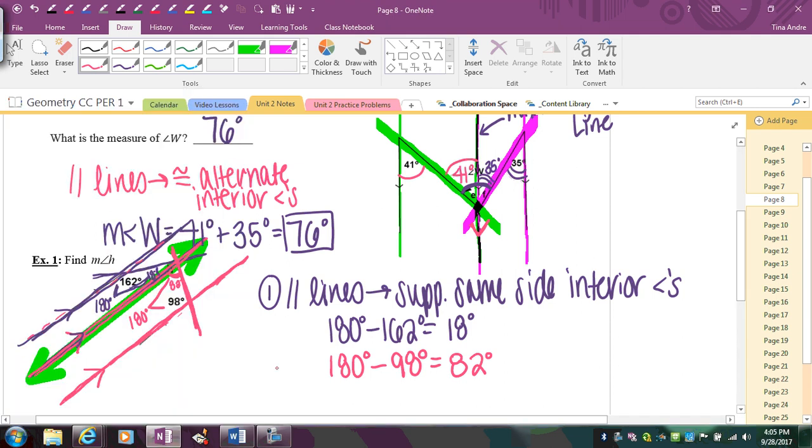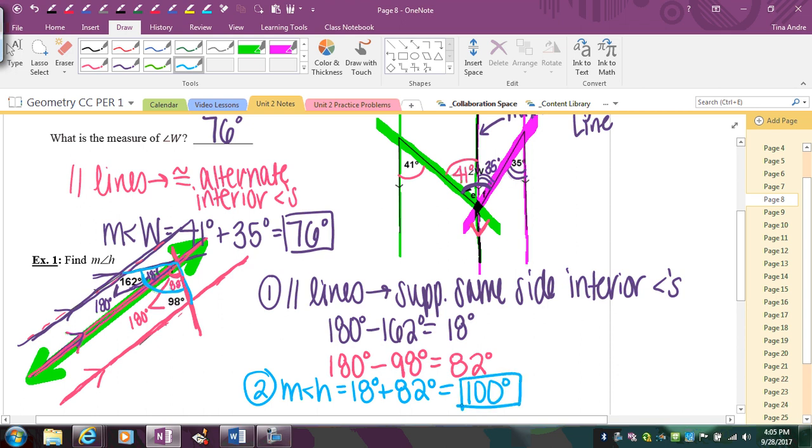So now I know that I have 18 degrees and 82 degrees. Well, now we can just add those up. I want to know this whole angle right here. So the measure of angle H is 18 plus 82 degrees, which is going to equal 100. So that's your final answer.